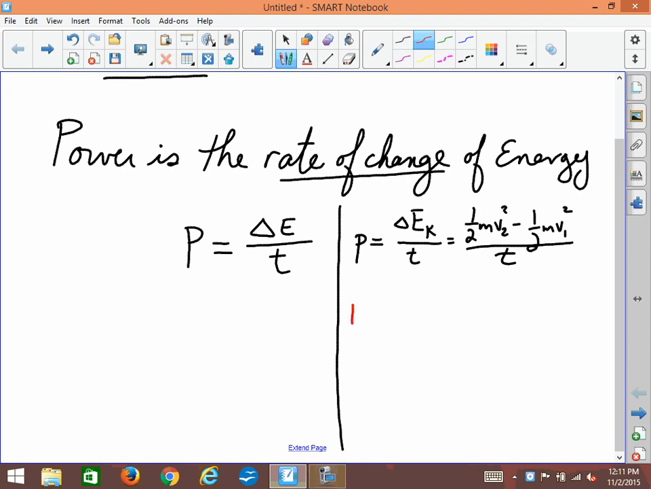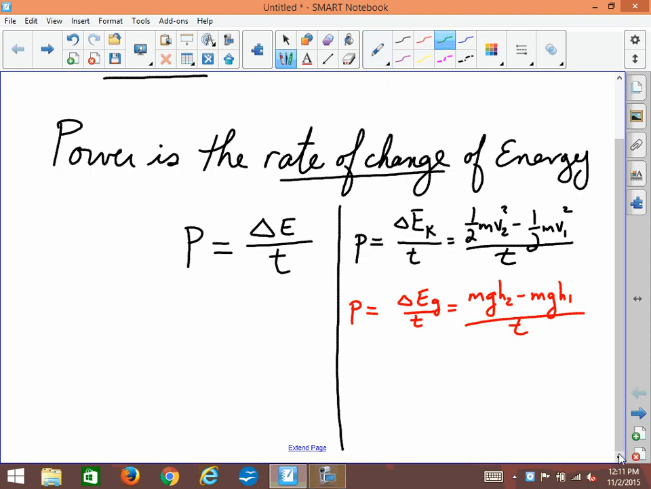We also have power can be a change in gravitational energy over time. This would be changing in your height. And if you're near the Earth's surface, changing your gravitational energy would be mgh2 minus mgh1 compared to the time it took. So a change in height could also be used to calculate a power.